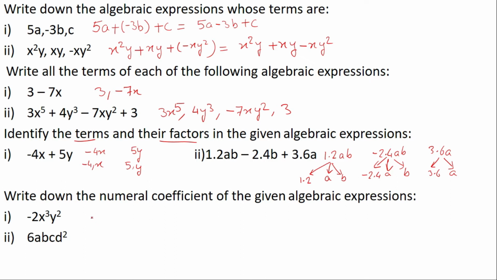Next question is, write down the numeral coefficient of the given algebraic expressions. Only the numeral coefficient we have to write. So for the first one the numeral coefficient is minus 2, and for the second one the numeral coefficient is 6. We don't need to write the variable here, we have to write only the numeral coefficient.